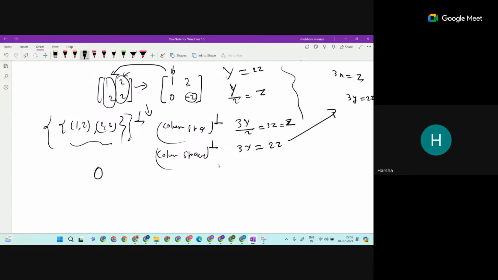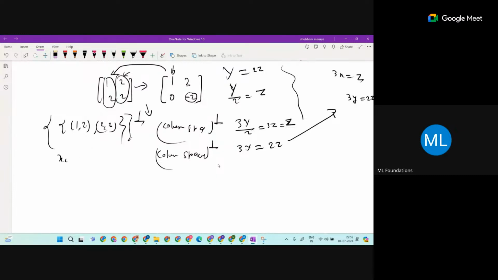How 0? Just a second. Yeah, 0, 0. 0 means the 0 vector only. So what is going to be orthogonal to these two separately? What is orthogonal to this one and this one? Which vector is going to be orthogonal to these two?